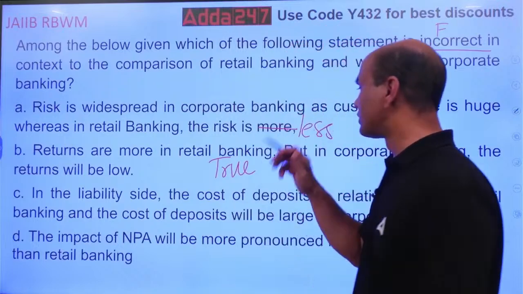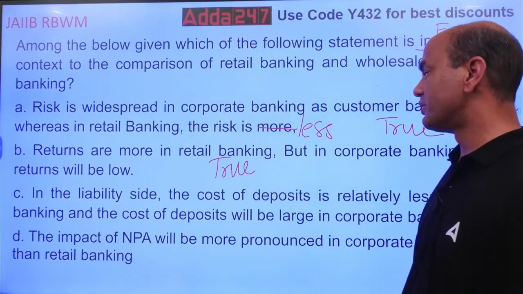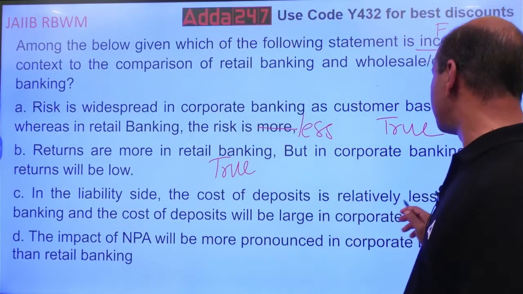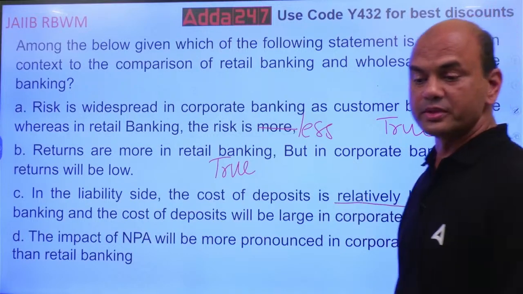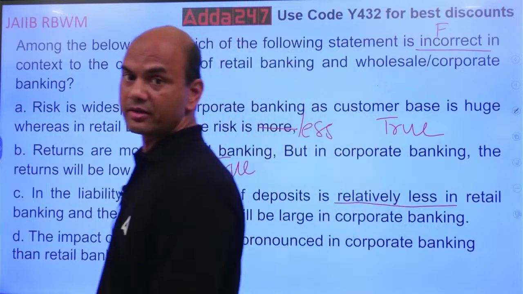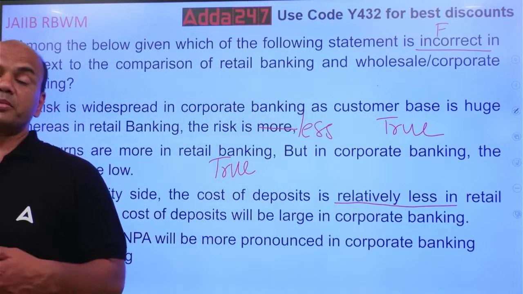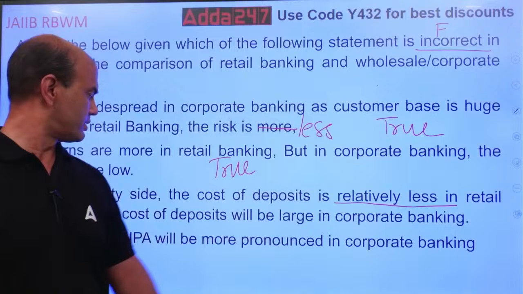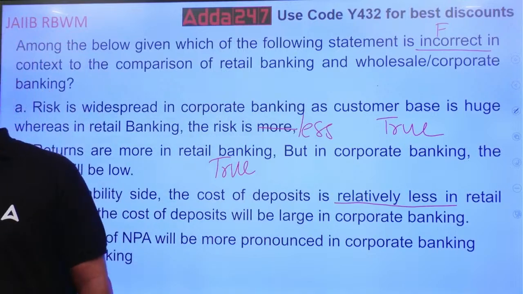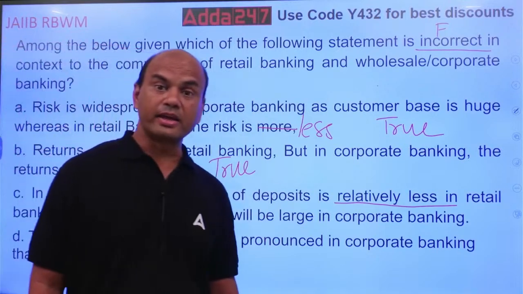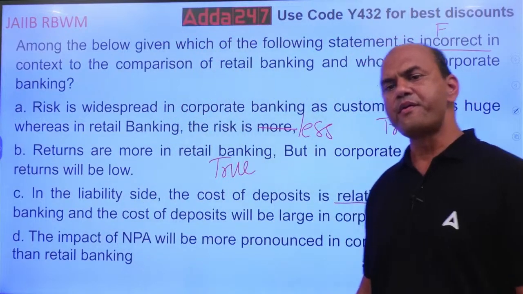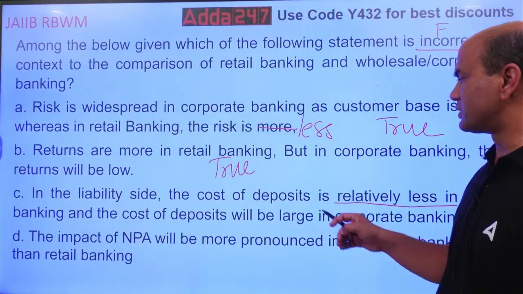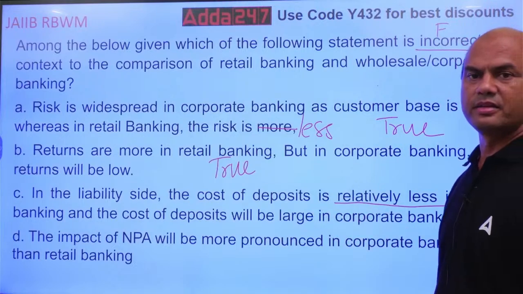So first is true, second is true. What about the third one? Cost of deposits is relatively less in retail banking. My God. Cost of deposits is less in retail banking, whereas in corporate banking the cost of deposits is more. Isn't it? So is it true? In retail banking, is the deposit cost lower? What do you think? Is the deposit cost lower in retail banking?